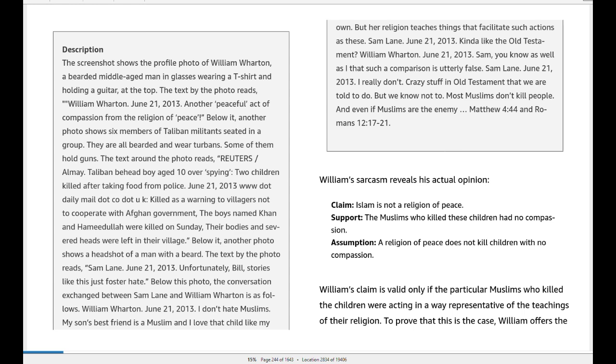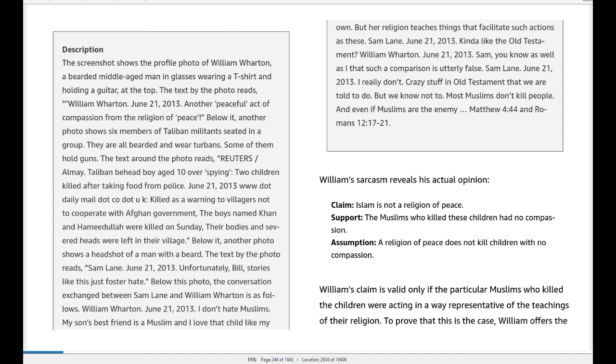Below it, another photo shows 6 members of the Taliban militants seated in a group. They are all bearded and wear turbans. Some of them hold guns. The text around the photo reads, Reuters Alamy, Taliban behead boy age 10 over spying. 2 children killed after taking food from police. June 21, 2013, www.dailymail.co.uk. Killed as a warning to villagers not to cooperate with Afghan government. The boys named Khan and Hamidullah were killed on Sunday. Their bodies and severed heads were left in their village.